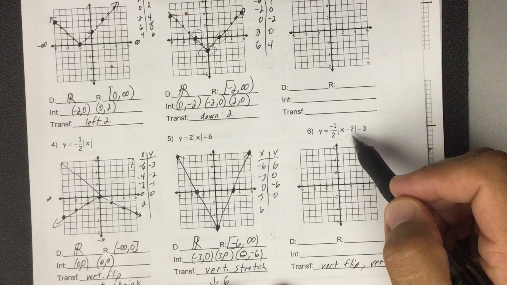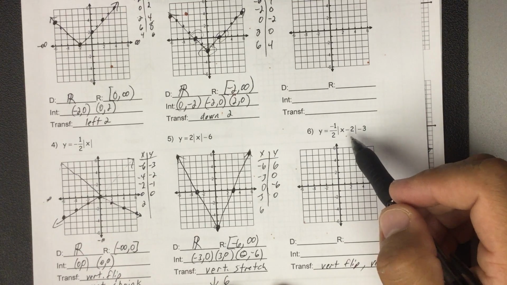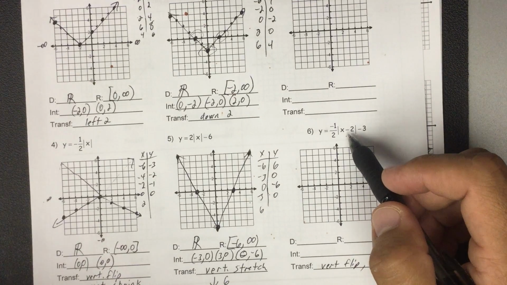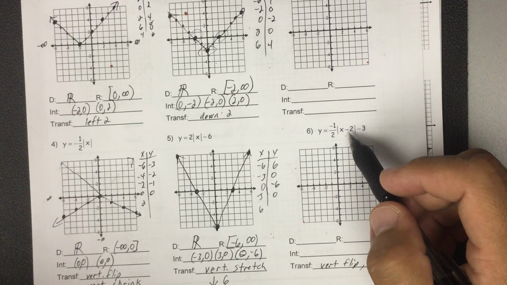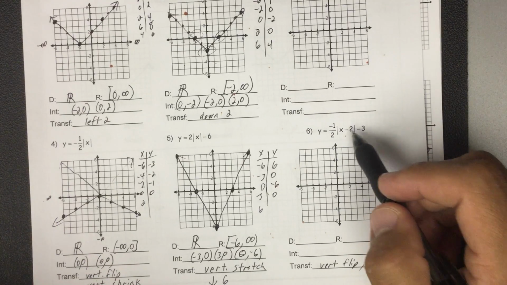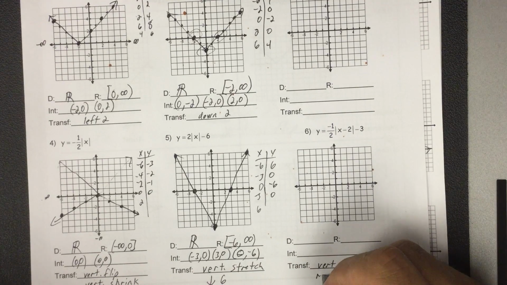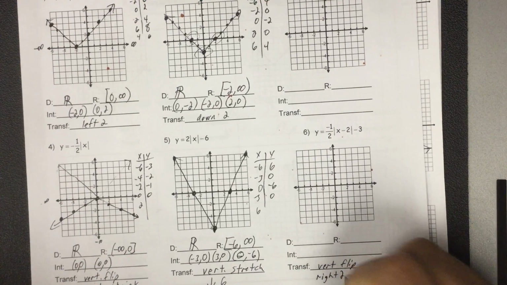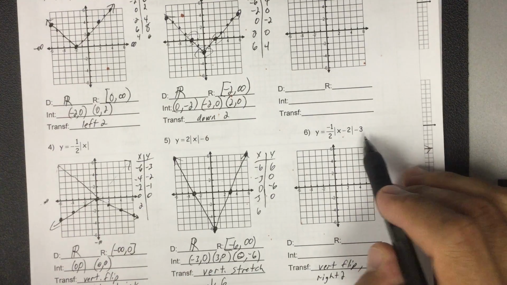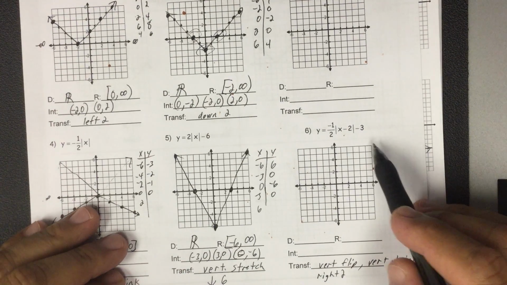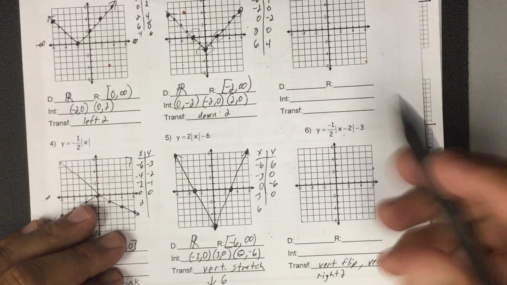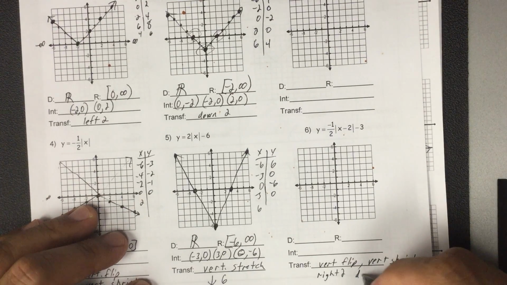Okay, this negative 2 on the inside, or subtracting 2. Subtracting moves to the right. If it's on the inside, it's horizontal, so it's left or right, but subtracting moves to the right. So that's right 2. And subtracting on the outside is up or down, but subtracting would be down.